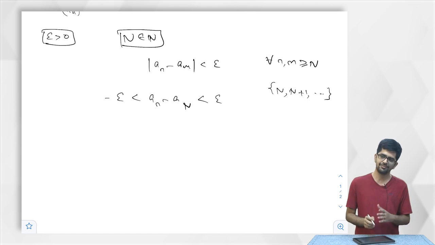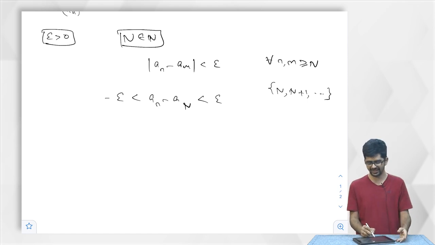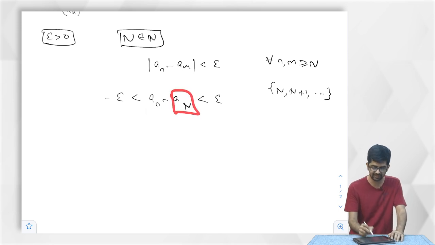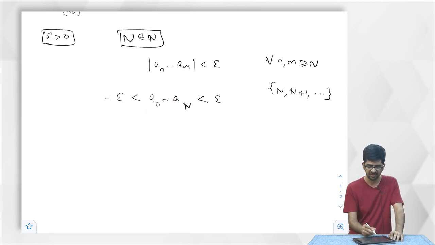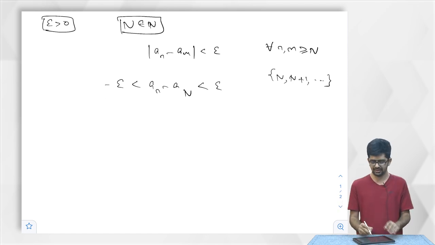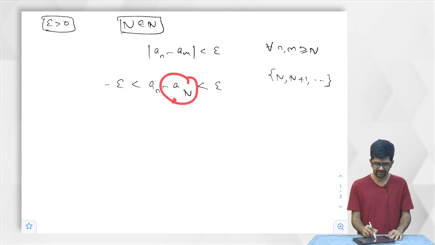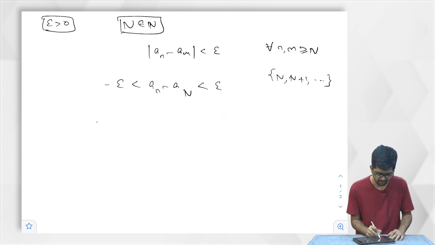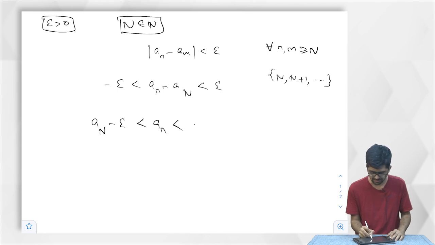Now instead of two variables as in the previous case, n and m, there is only one variable. This is fixed, this is one real number, and this n will keep on varying over a N, a N plus 1, and so on. I want to get rid of a n here, so I will just add a N at these two places, and this will go on. So what do we have? We have a N minus epsilon less than a n less than a N plus epsilon for all n greater than or equal to N.